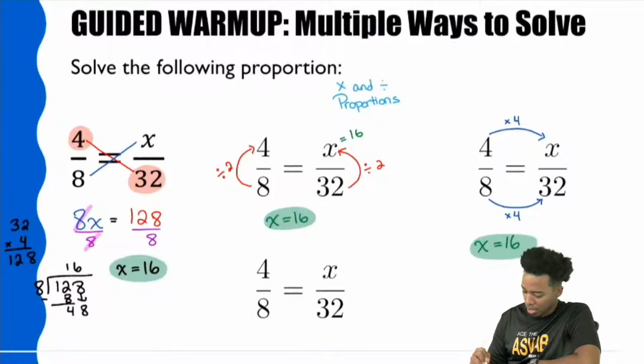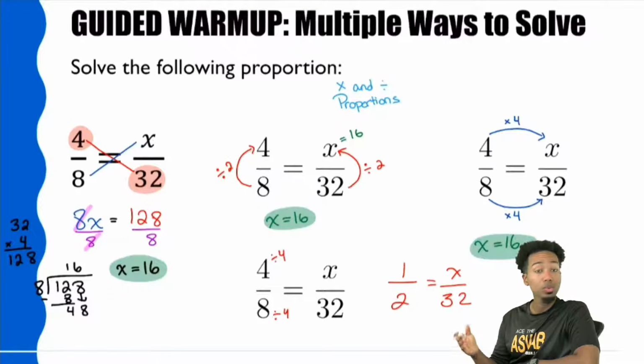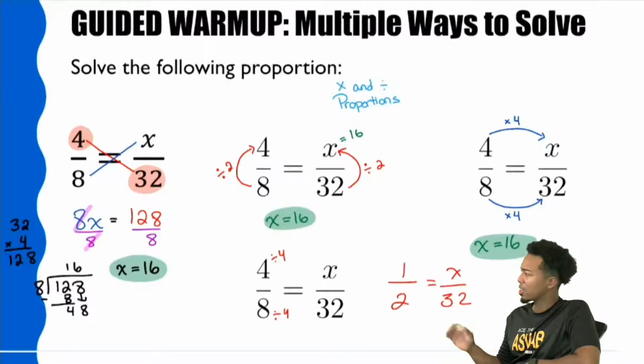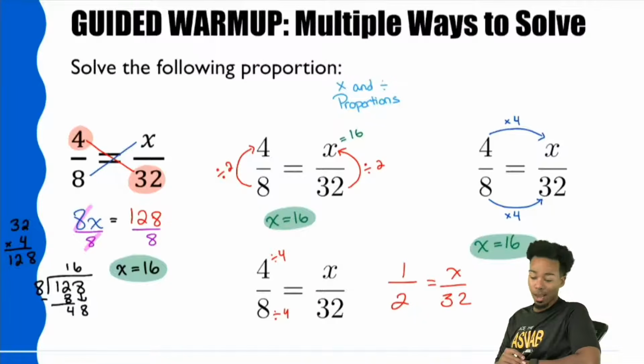So what I mean by that is, hey, you can divide the top and the bottom here by 4 if you wanted to, and that'll get you 1 over 2 equals x over 32. You could do it that way because that would simplify it. You're dealing with smaller numbers. That could work out just fine. So that's really just another way to think about it. But overall, again, just look out for convenient situations and make it happen.